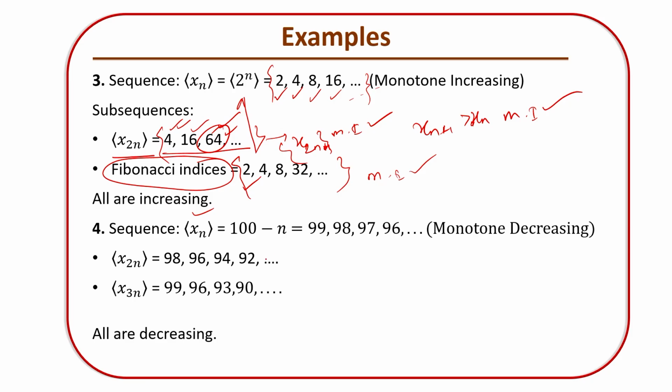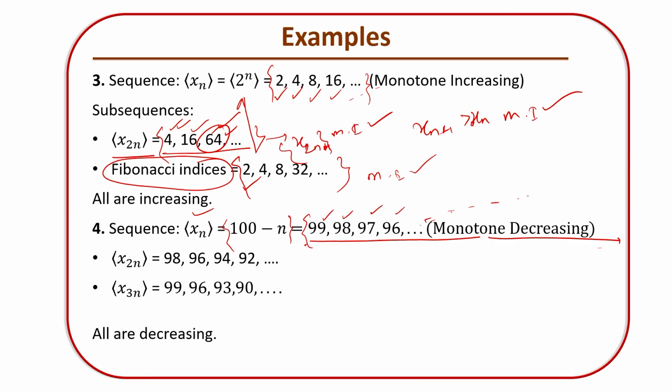Consider another sequence, 100 minus n. So n equal to 1 will give you 99, 98, 97, 96 and so on, right? And how many terms? It will consist of not only the positive terms from 99 down to 0, but it is also going to go from 0 to minus infinity. So this is a sequence of infinite terms.